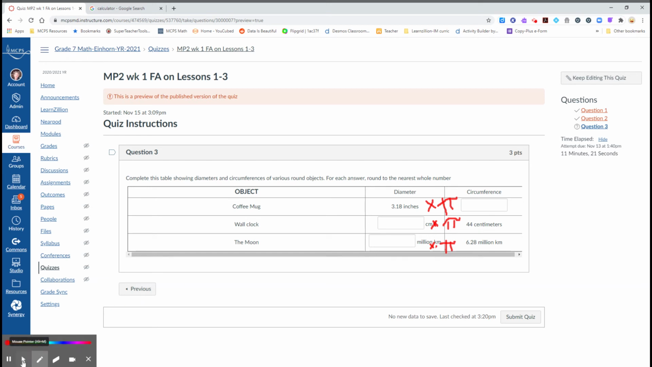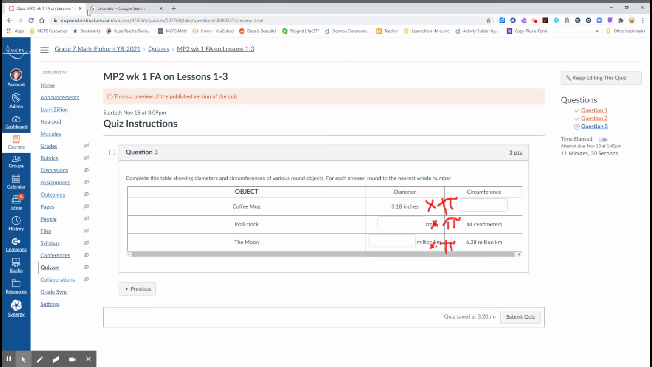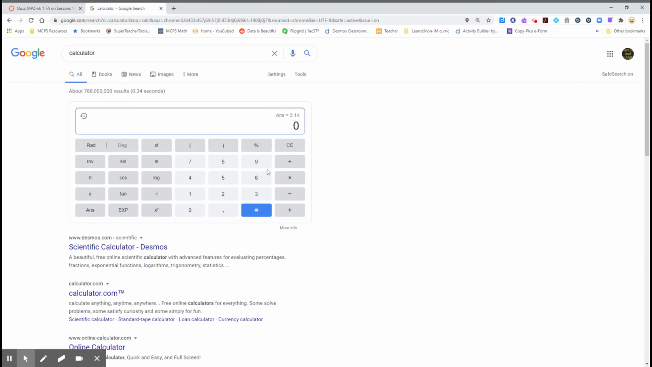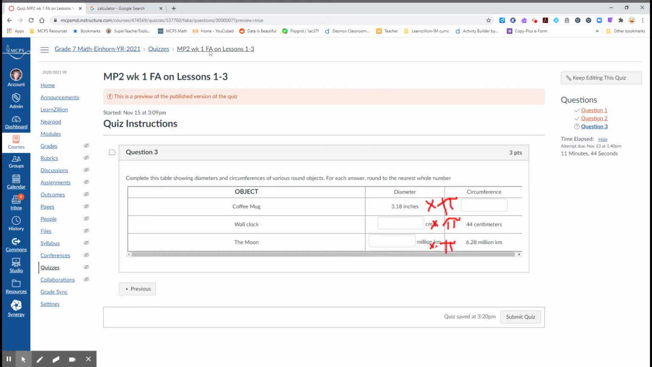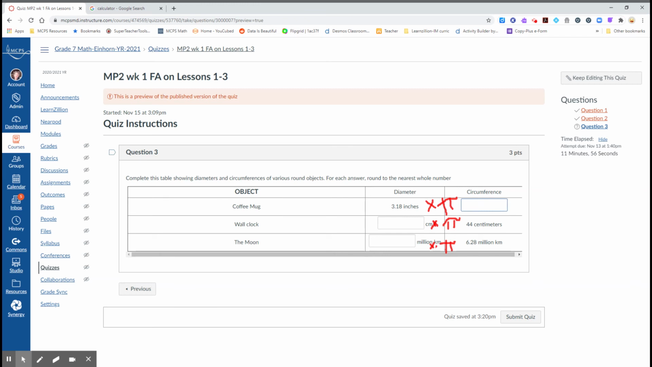So why don't we go over to our calculator, do 3.18 times 3.14. We're taking the diameter, 3.18, times 3.14. And what do we got? 9.98. That's almost 10. So you could say 9.98, but they ask you to round to the nearest whole number, and that is very close to 10, so we're going to call it 10.